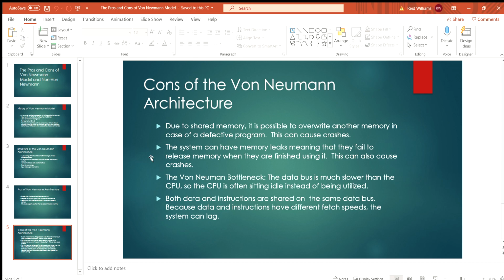But that's a quick rundown of what the von Neumann architecture is, as well as its pros and cons. And I hope you guys enjoyed it.